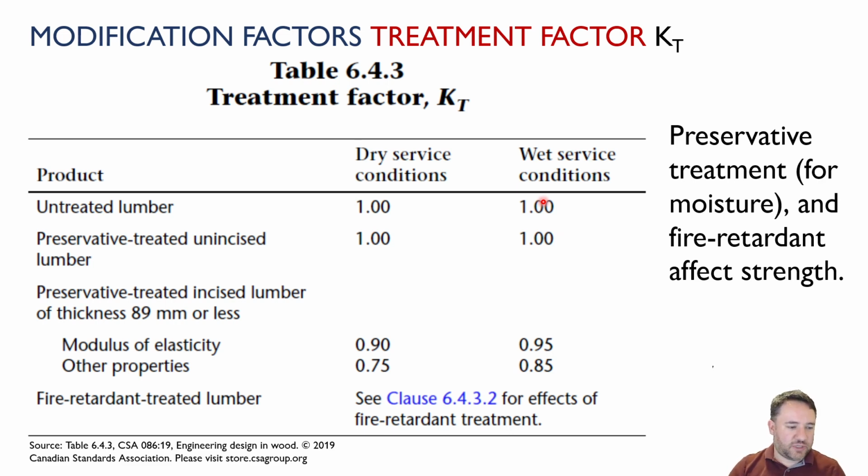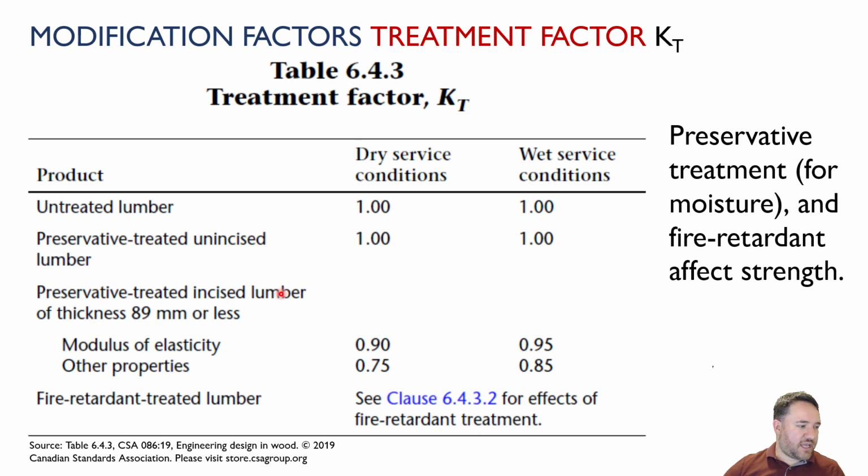So we want to give it a preservative that's either going to prevent rot or prevent fire or something like that. And whether we need to reduce the strength or not depends on, A, what the chemical is, but B, typically how we got the treatment into the piece of wood. So you see here that we have untreated lumber, everything's 1. Preservative treated unincised lumber, we'll talk about what unincised means, is both 1. So no reduction in strength.